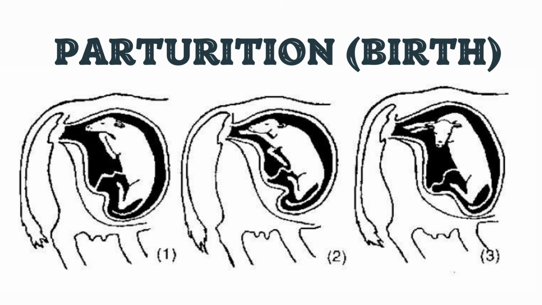Then we've got afterbirth expulsion now. Now, this occurs after the calf has been born. Now, how does this occur? Right? Now, what will happen here is the uterus will contract again to expel the placenta, the umbilical cord, and also other membranes that are associated with pregnancy and birth, right?